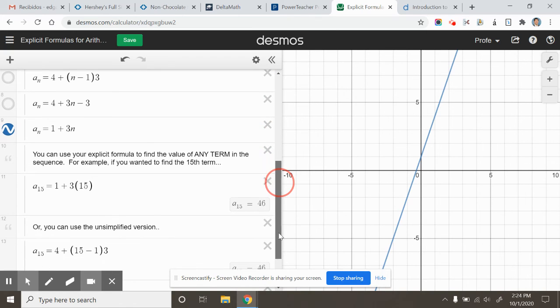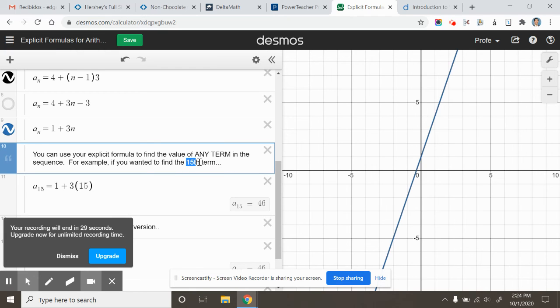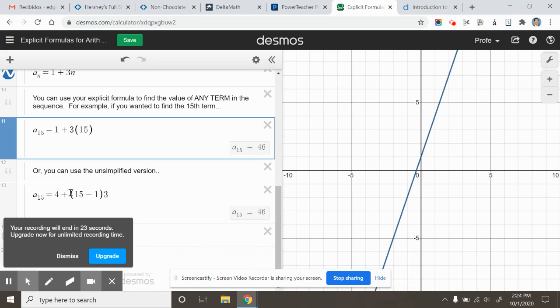So anyway, the way that you use this formula, either one really, the unsimplified or the simplified, is you can substitute. That's the purpose of an explicit function, that you can substitute any value, all right? So I'm gonna substitute 15 into my formula. 1 plus 3 times 15 is 46, or I can use the unsimplified one. I say 15 minus 1 is 14. Then 14 times 3 is 42. 42 plus 4 is 46. That's how you use explicit formulas for arithmetic sequences.